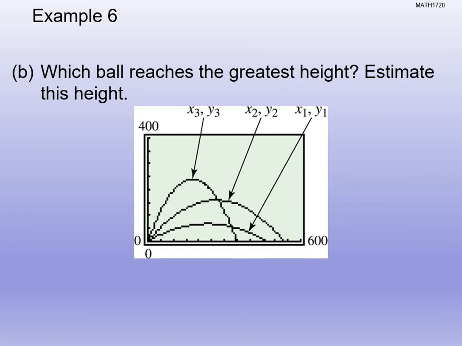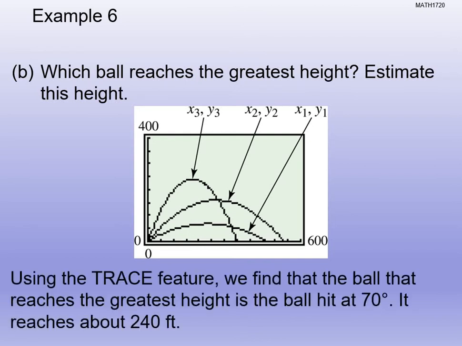Okay, so taking a look at this, we're looking at x3, y3, or that third parametric equation that was hit at 70 degrees. So we can use the trace feature there on the calculator and be on that curve, and we can see that roughly at 70 degrees it hits 240.